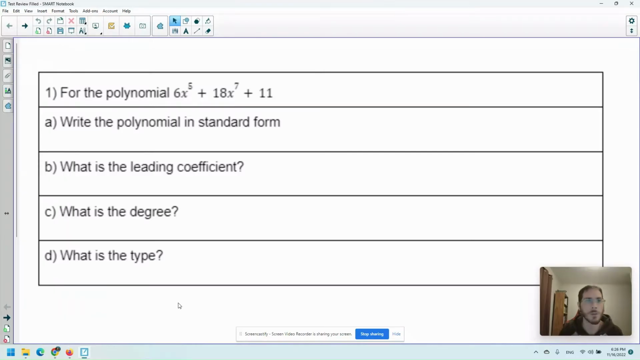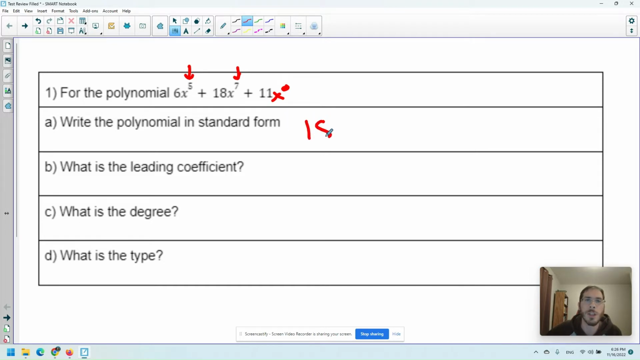All right, so this is the Unit 3 test. For the first one here, we've got a polynomial. The first thing we have to do is write the polynomial in standard form. Remember, for standard form we look at the exponents and go from highest exponent to lowest exponent. If we have a number, that counts as x to the 0 power, so it's always going to go at the end. So the 11 is always going to go at the end.